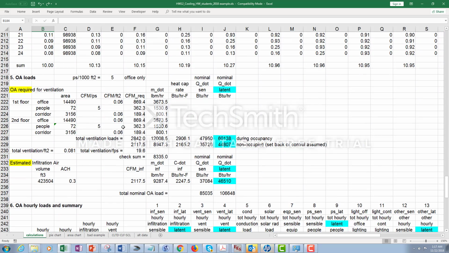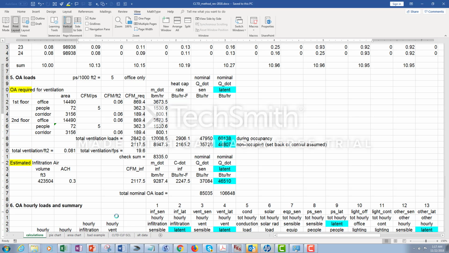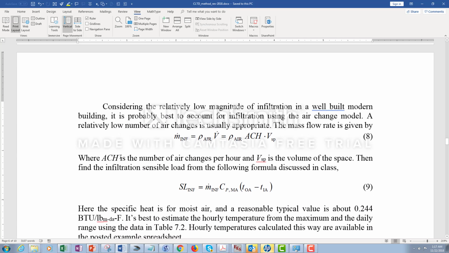Now the outdoor air loads. So we have outdoor air load for ventilation and for infiltration. Let's take a quick look at our modeling for those things. And that's in here. Okay, now infiltration mass flow rate, calculate that using the air change per hour method.